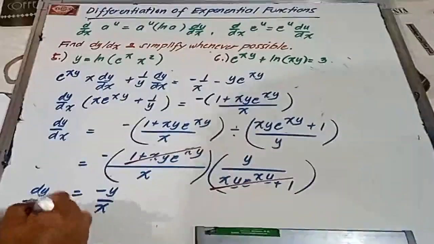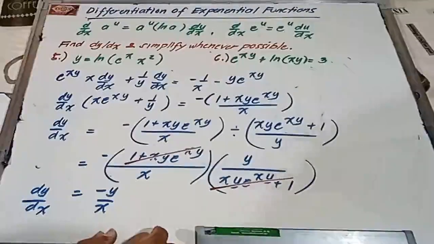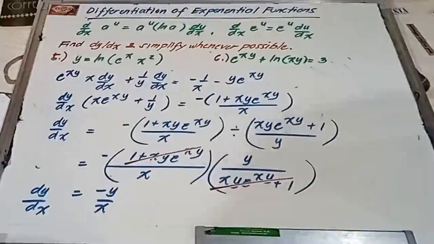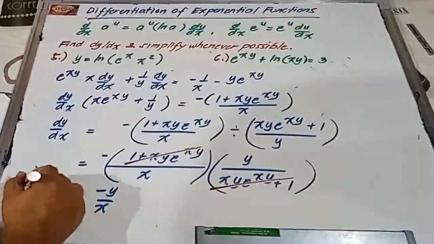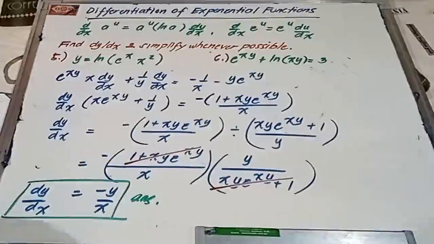So, I think mas madali dito kung in-factor ko agad yung dy over dx, kasi parehas na makukuha natin yung derivative of xy. So, mas madali siguro magiging result. Okay? But for now, I have here the answer using different formulas. We have derivative of a product, derivative of the logarithmic function, and derivative of exponential function. So that is the last example in finding the derivative of exponential functions. Thank you.